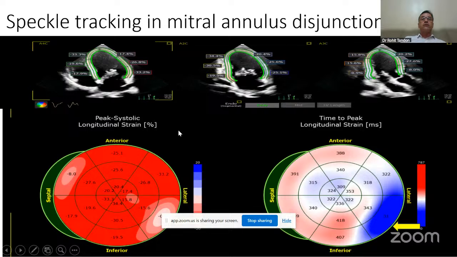All the machines have this software in which we have to take all three views: apical 4 chamber, apical 2 chamber, apical 3 chamber. These three views suffice. They give us a bullseye chart of the peak systolic longitudinal strain, which here in the basal lateral wall is of course severely reduced, and also the mechanical dispersion, which we can say is very much disturbed. This also points towards arrhythmogenicity in the mitral valve prolapse patient.